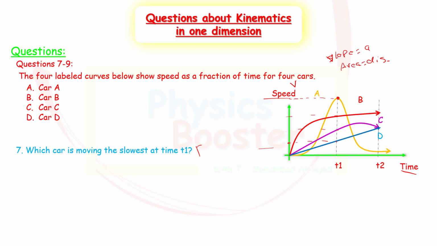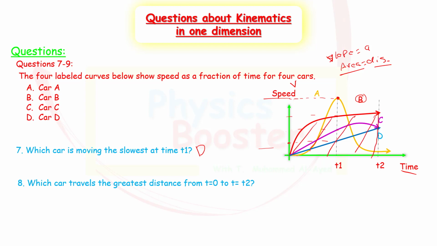Okay? For the next question, which car travels the greatest distance from t equals 0 to t equals 2? Now, since it's asking about the distance, it means it's asking about the area. Which of them has the greatest shaded area? Well, it's clear that it's B because the shaded area of B is going to be this whole zone right here. So the answer is B.